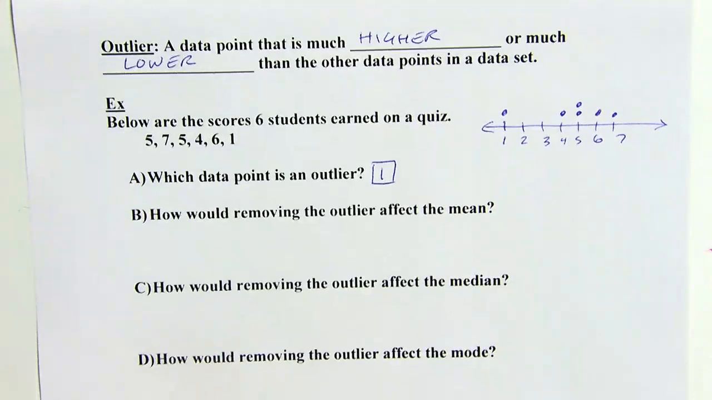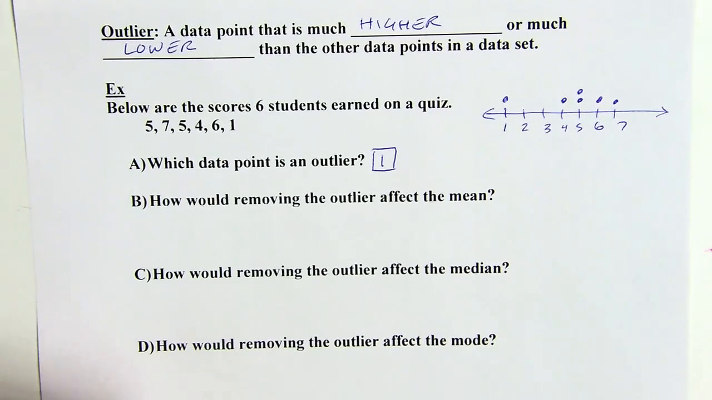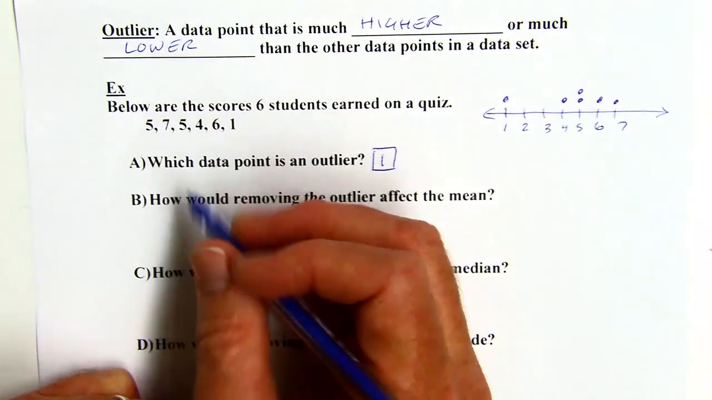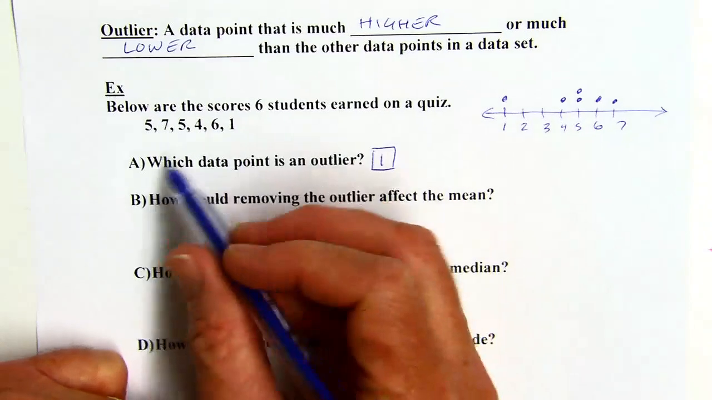Okay. All right, so how would removing the outlier affect the mean? First I'm going to find what the mean would be with the outlier.